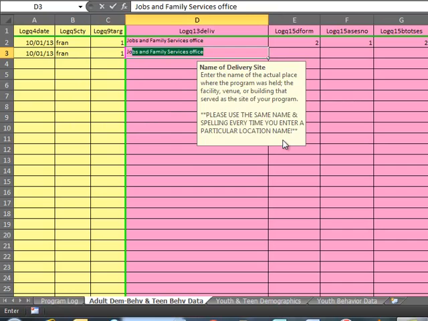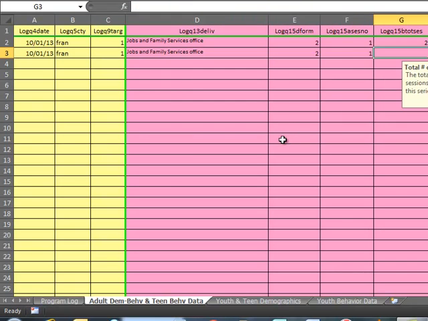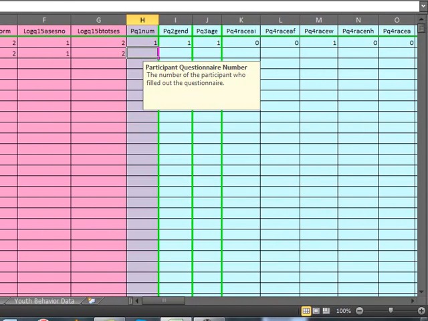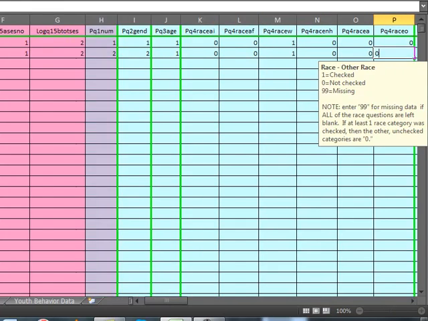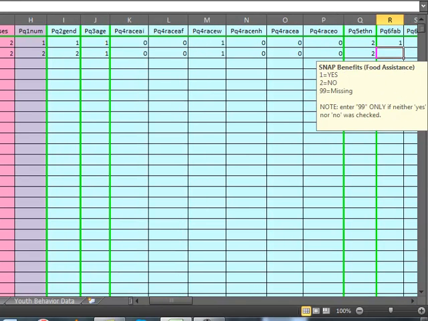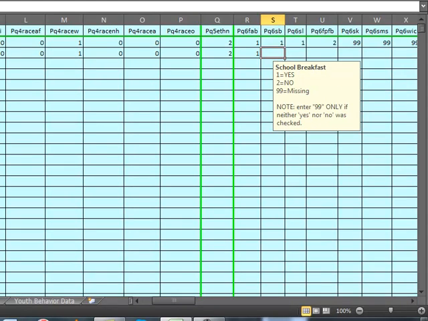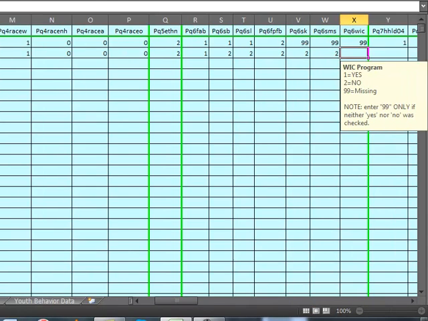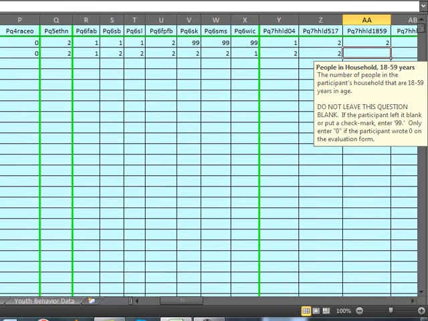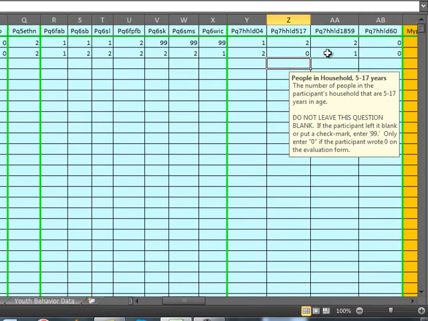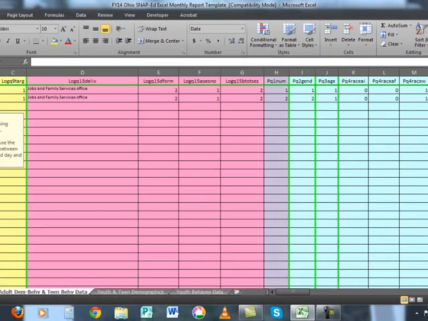Again, this information will autofill, so it does make the data entry process somewhat quicker. This person was a male, age 18 to 59, of white race, who was non-Hispanic, who had used food assistance benefits, did not use any of the other ones except for WIC. He indicated that he had 2 children age 0 to 4, 0 age 5 to 17, and there was 1 adult age 18 to 59. So I have completed entering the second participant's demographic data.